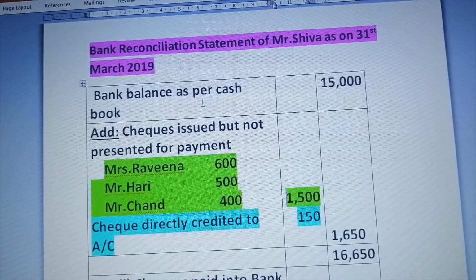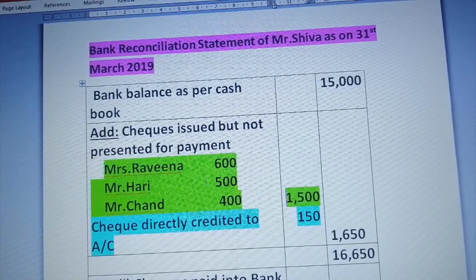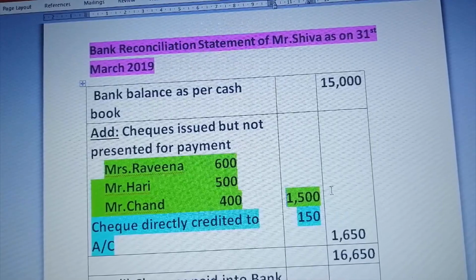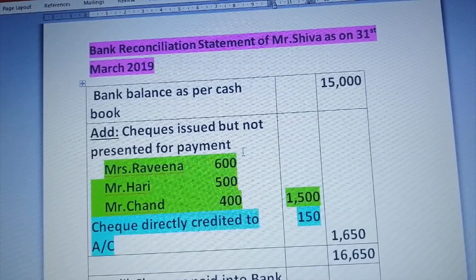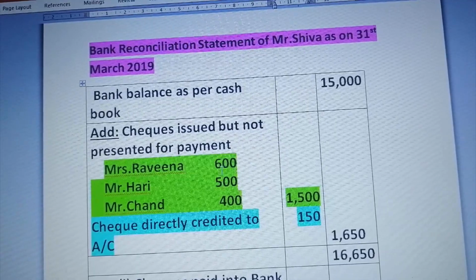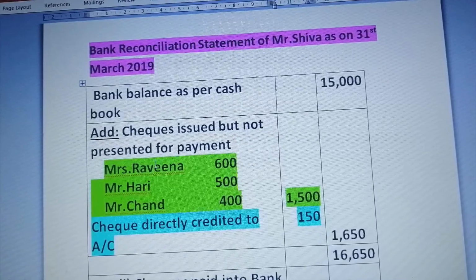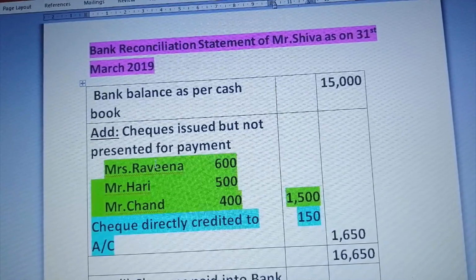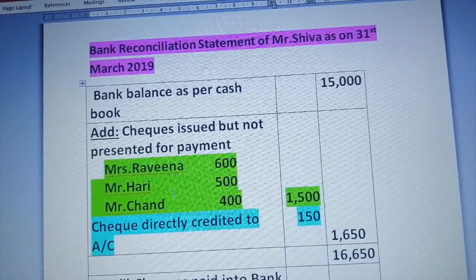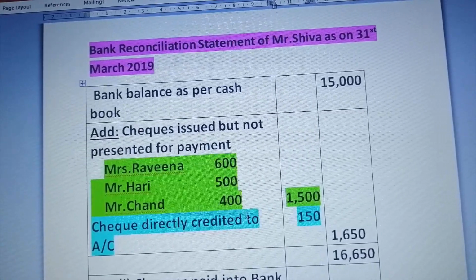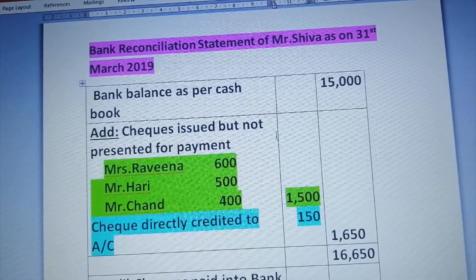See here, along with the cash book balance, this transaction amount is added. That is, checks issued but not presented for payment. So when compared to cash book balance, the passbook balance will be high. That's why this transaction has been added. Okay. So from Ravina 600 rupees, Hari 500 rupees and Mr. Chand 400 rupees. Totally 1500 rupees has been added back to cash book balance. Clear?